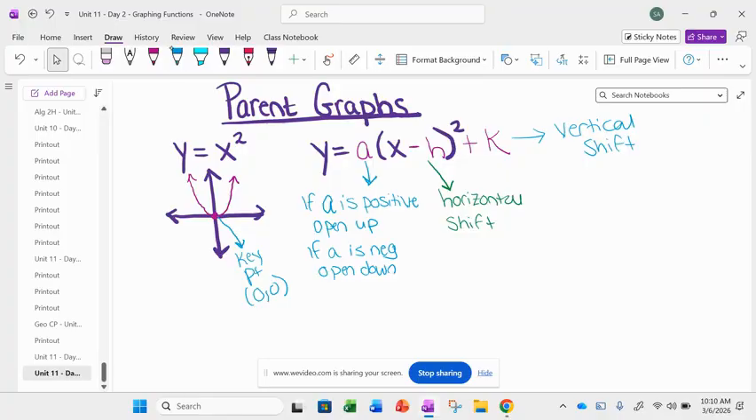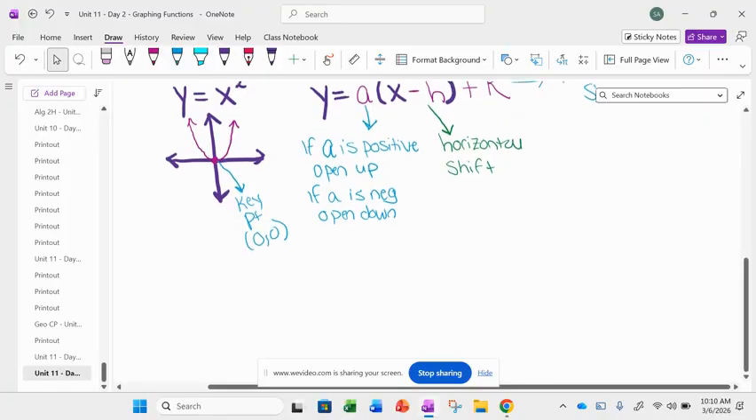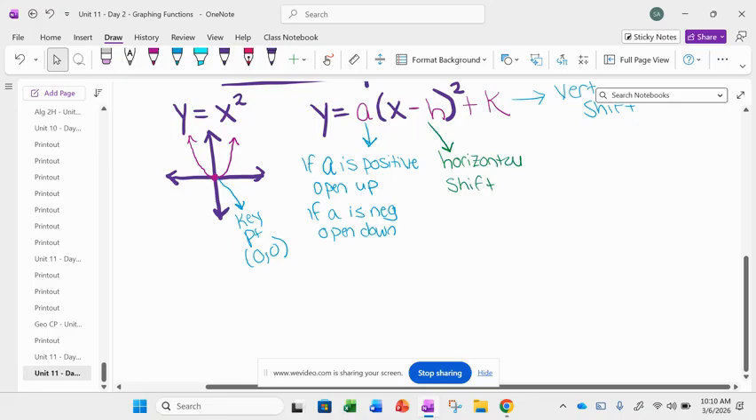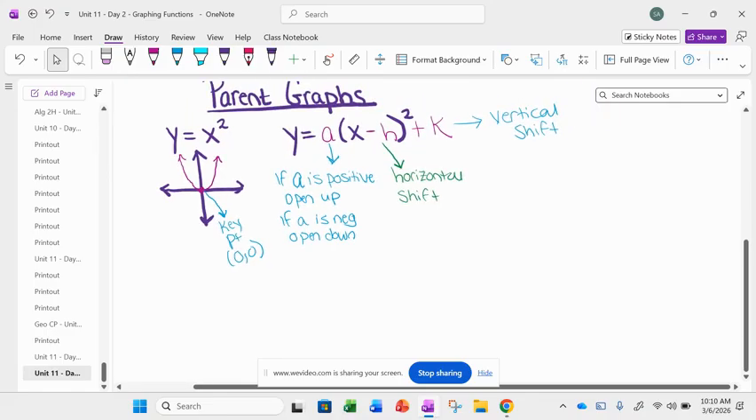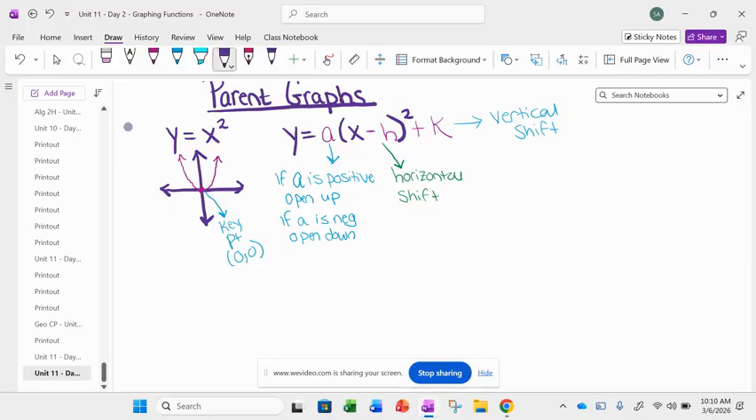All right, the next thing we're going to talk about, still staying here, is the X and Y. Actually, I'll talk about that later. Let's stay with the shifting. So our first parent function is the parabola. The second parent graph is going to be the absolute value of X.